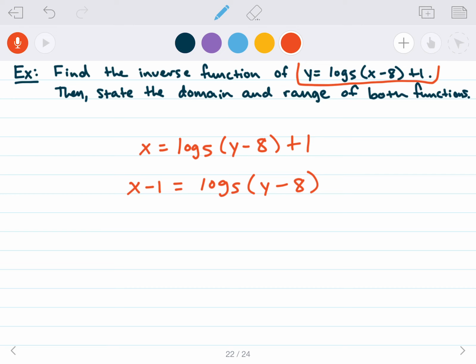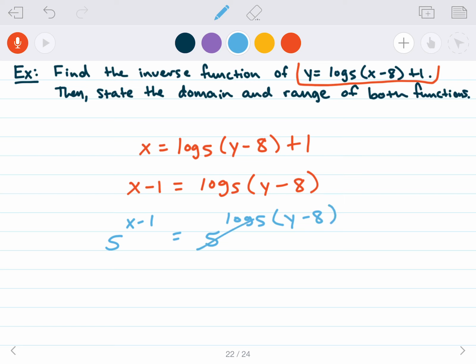Now, how do I undo a log base 5? Well, I can take 5 and raise it to the log base 5, right? So I'm going to take 5 as the base in both the left and the right side. So I have 5 to the x minus 1, 5 to the log base 5 of y minus 8.